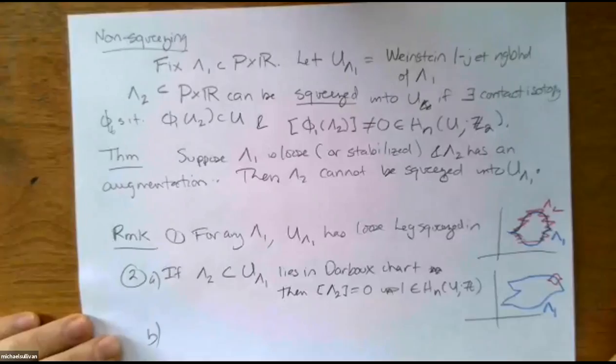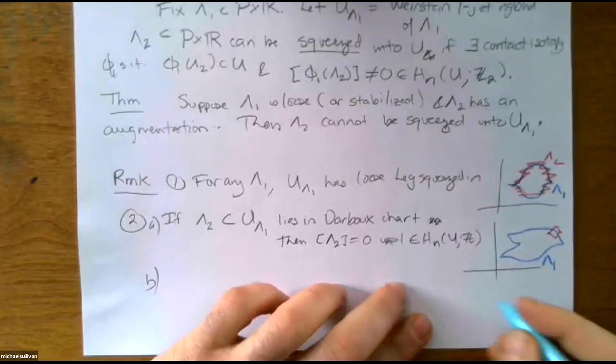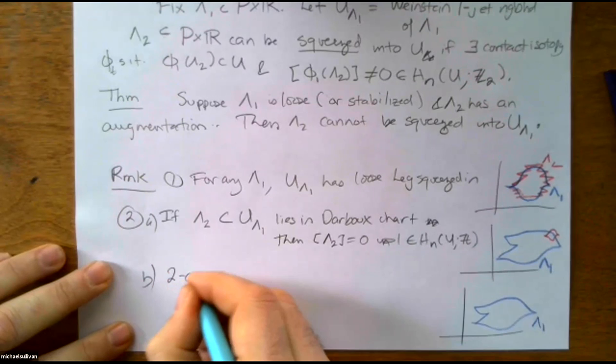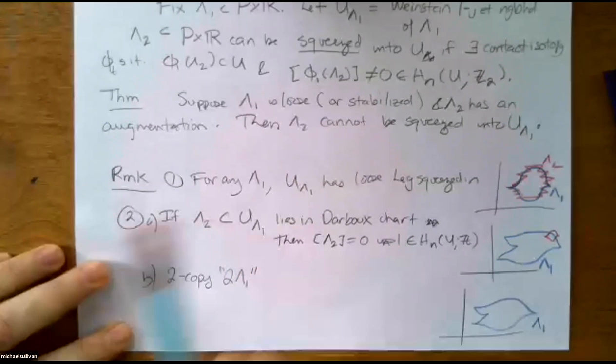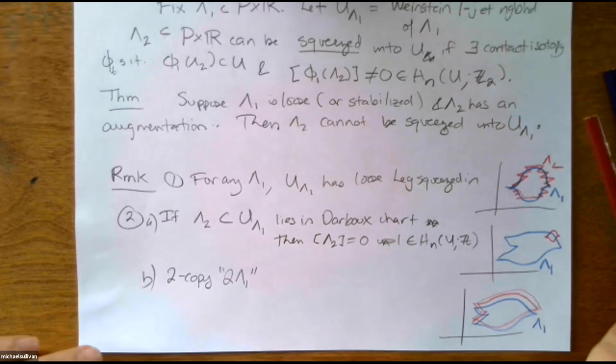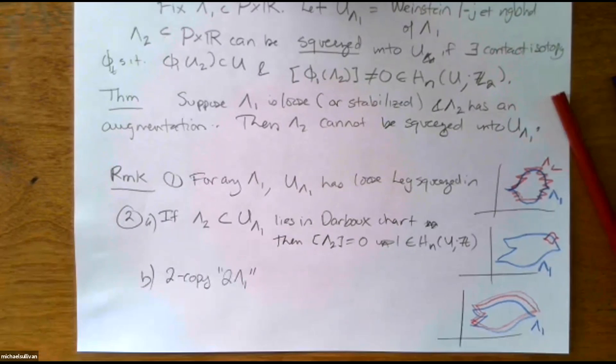What about the Z2 statement? Supposing again I have some loose guy, lambda one, and I take the two copy, which I'll denote by two lambda one, and I'll try to draw this. Something that goes around and then goes again. That was actually supposed to be a two copy, disconnected. My bad about that.